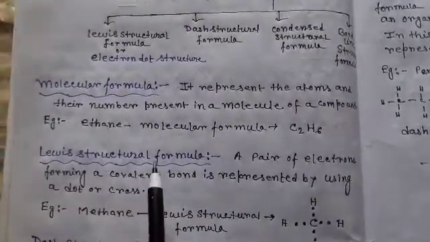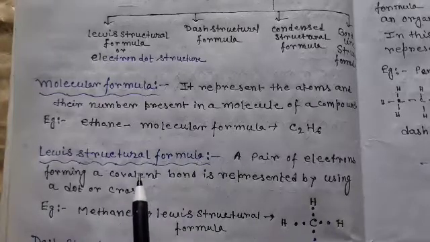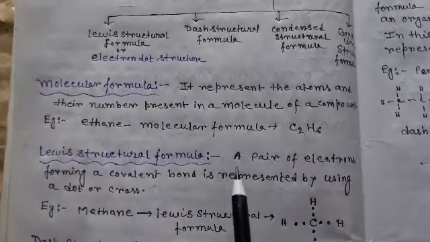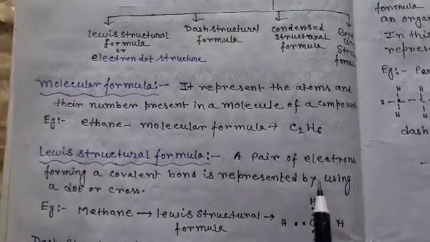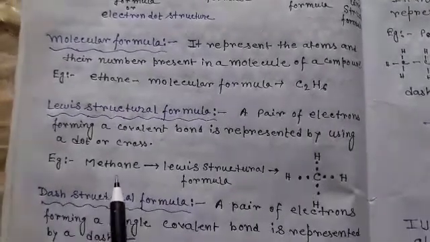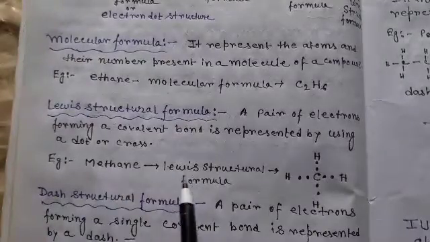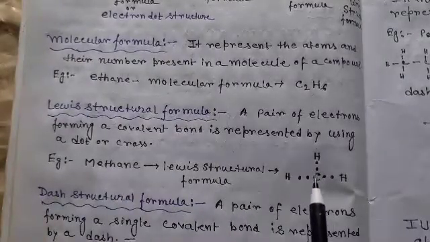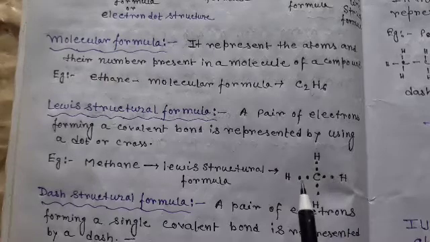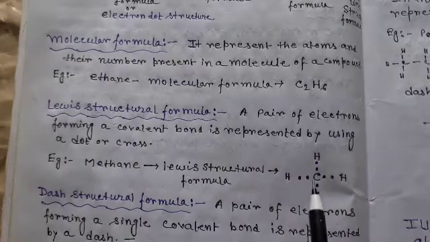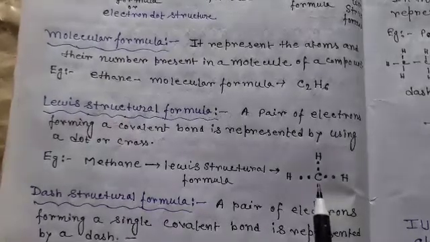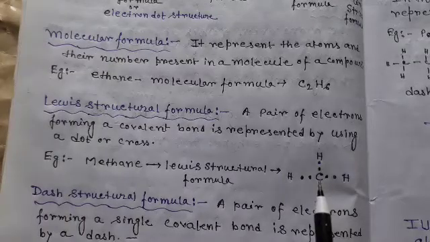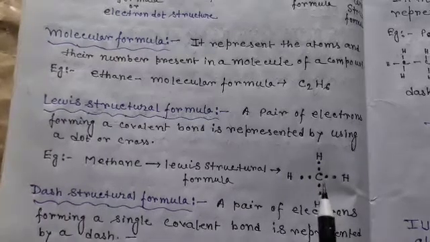Next, the Lewis structural formula. It is one kind of structural formula. In the Lewis structural formula, a pair of electrons forming a covalent bond is represented by using a dot or cross. For example, methane, that is the Lewis structural formula of methane. Here the carbon and hydrogen covalent bonds are represented by dots, that is the dot electron. In this way, methane is represented by the Lewis structural formula.